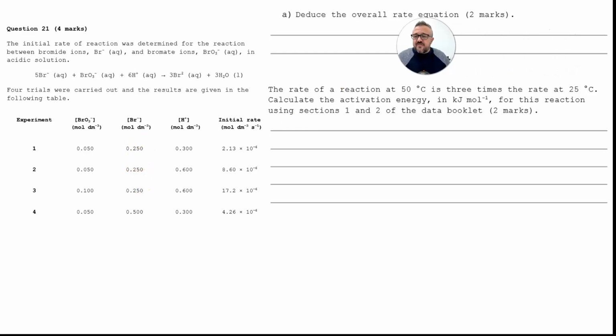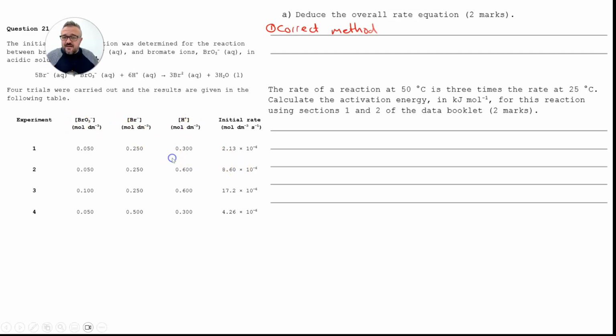I'm just going to move myself over here. Okay, so our question has us deducing the overall rate equation. We have our 3 reactants right here, and we can do some fun stuff. Okay, so you get 1 mark for the correct method and 1 for having the correct orders of reaction. So there are challenges there.